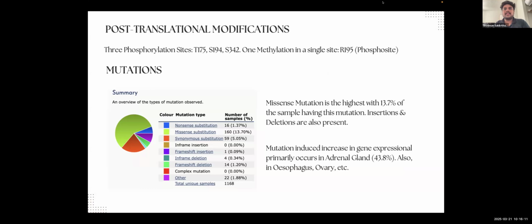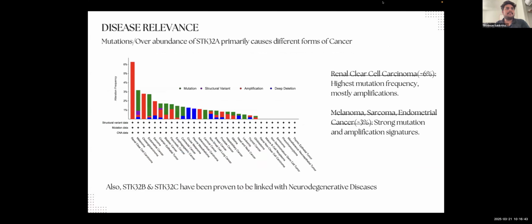And here are some post-translational modifications. There have been three phosphorylation sites, T175, S194, and S342, and one methylation site at R195. There have been some mutations. Missense mutation obviously has the highest percentage here, and then there are some insertions and deletions. Mutations also include increases in gene expression, which primarily occurs in the adrenal gland, and also in the esophagus and ovary.